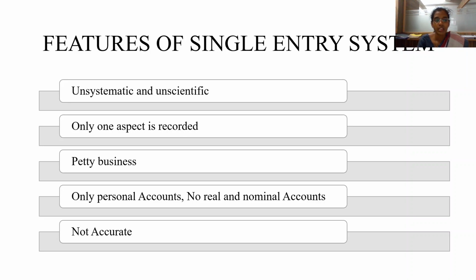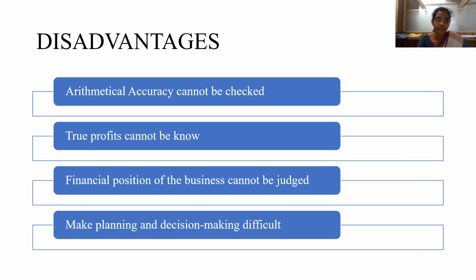And next, only personal accounts are maintained under the single entry system. No real and nominal accounts are maintained under the single entry system. And this method of accounting is not considered to be accurate.